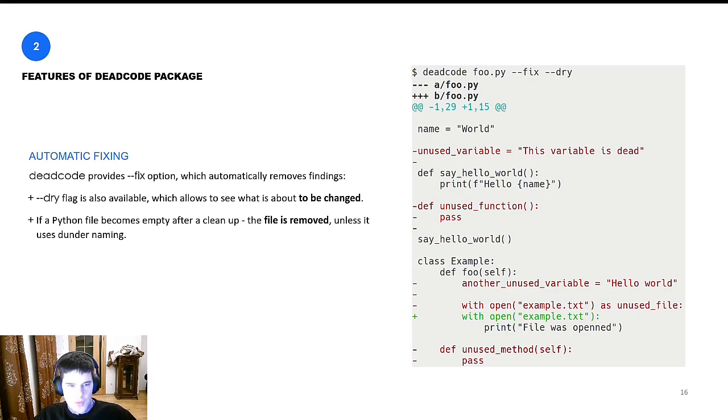Deadcode also provides a fix option that will automatically remove unused code items. Before applying fix, you can see the change that would be applied by using the dry option. And Deadcode will also remove empty Python files that are not using dunder naming, if they're empty.